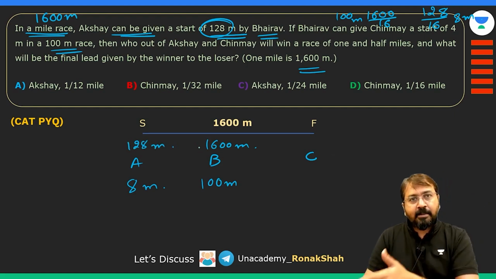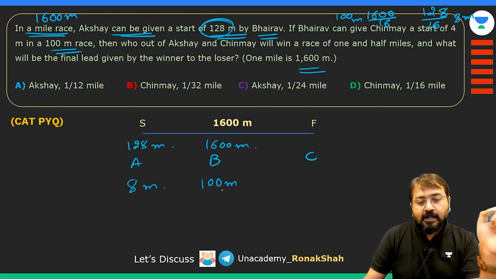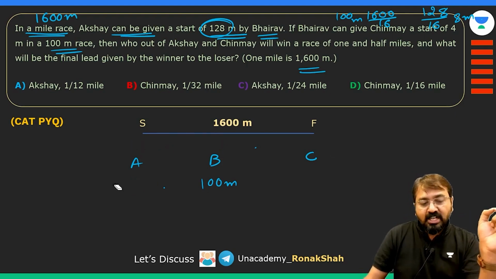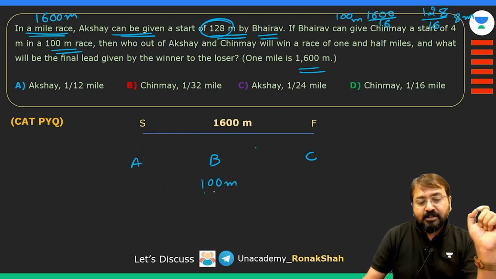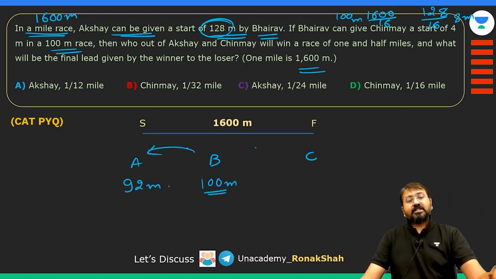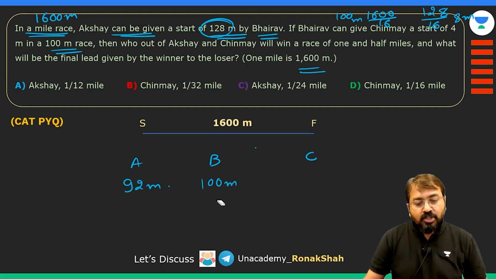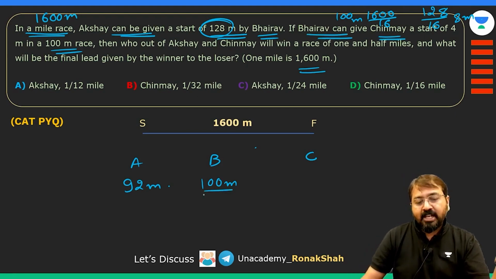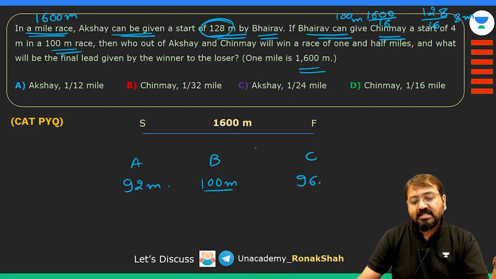That means definitely Bhairav is the faster one. So in a 100-meter race, Bhairav can give 8 meter start to Akshay. So what shall we write over here? When Bhairav runs 100 meter, Akshay should be running 92 meter. Have you all understood? So this was the tricky part. Now see how the question becomes easy. In a 100-meter race, Bhairav can give Chinmay a start of 4 meter. So when Bhairav runs 100 meter, Chinmay runs 96 meter.